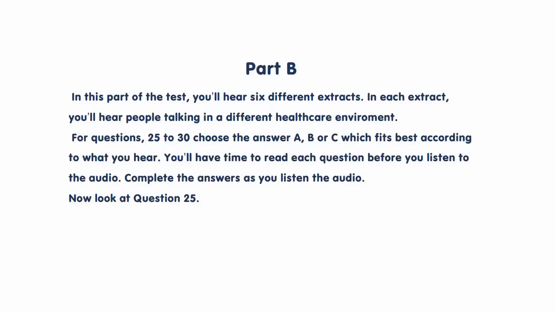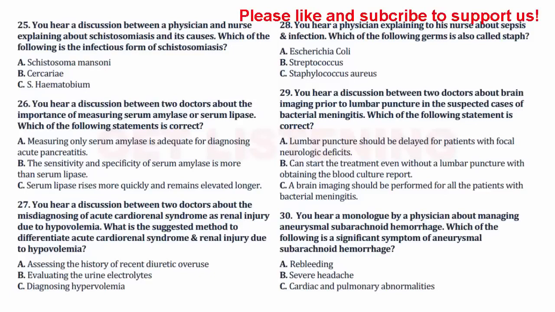That is the end of Part A. Now look at Part B. Part B. In this part of the test, you will hear 6 different extracts. In each extract, you'll hear people talking in a different healthcare environment. For questions 25 to 30, choose the answer A, B, or C, which best fits according to what you hear. You will have time to read each question before you listen to the audio. Complete the answers as you listen to the audio. Now look at question 25. You hear a discussion between a physician and nurse explaining about schistosomiasis and its causes. Now, read the question.